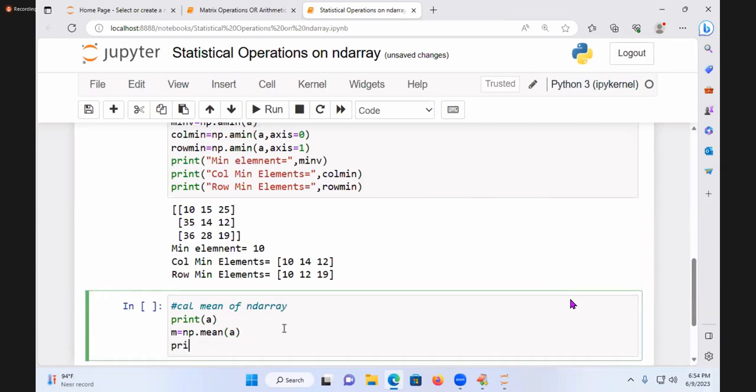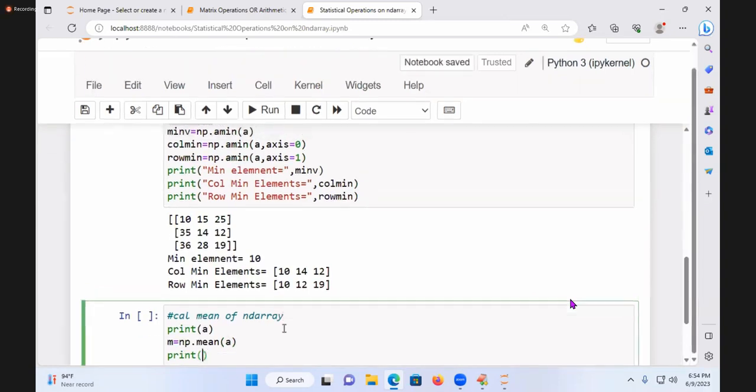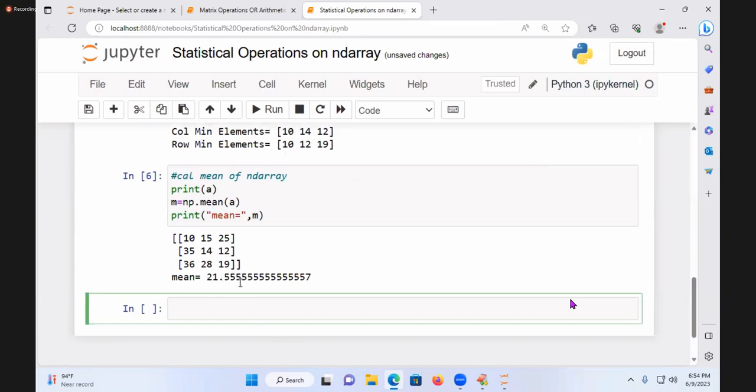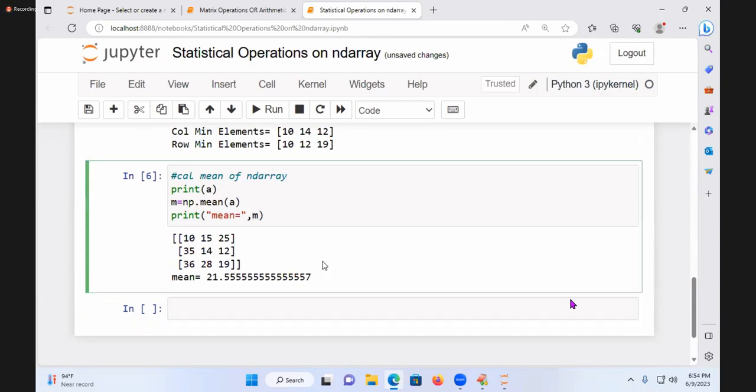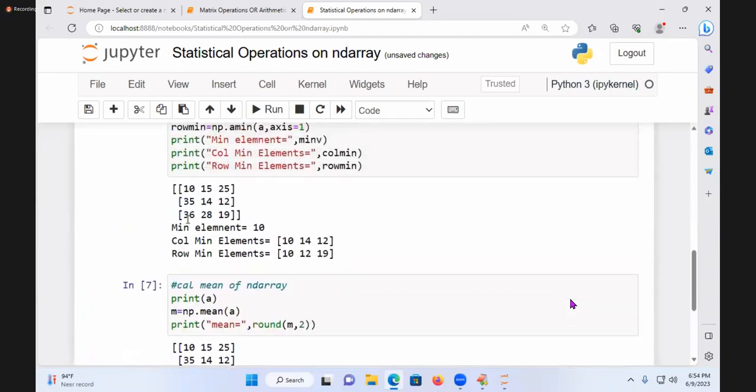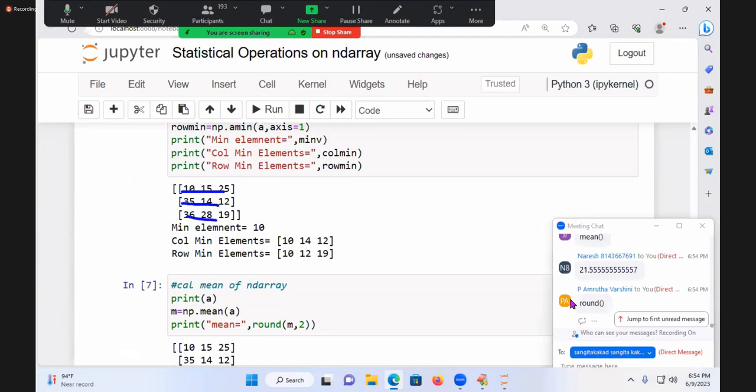And say print of what here, mean is equal to, comma, what I'm writing, M. So you are getting the answer called 21.555. Are you getting it? And if you want to do any rounding of it, you can say round off M comma 2 also. M comma 2 you can say. So you'll be getting 21.56. You will get it. And for this, calculation is also a little difficult for you students.